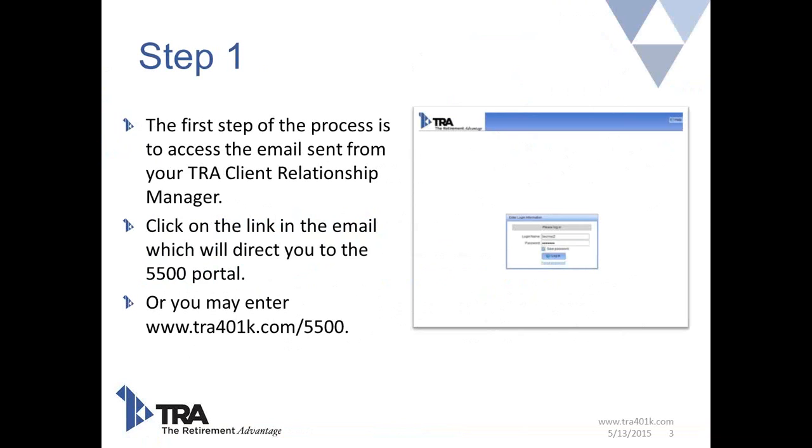Now we'll just go through the steps on how you actually file it, and then after this we'll go through an actual filing of the Form 5500. The first step of the process is to access the email sent from your TRA Client Relationship Manager. You'll receive an email from them, and there will be a link within that email, and that link will bring you directly to the screenshot shown here, or you can enter the address www.tra401k.com/5500.